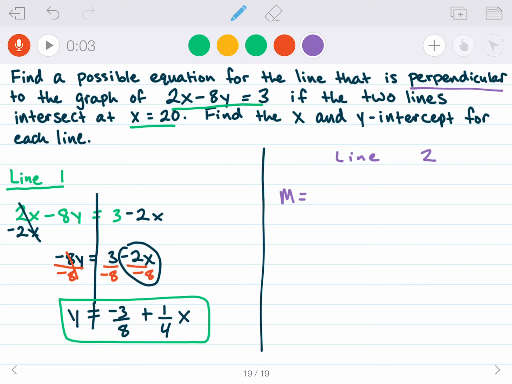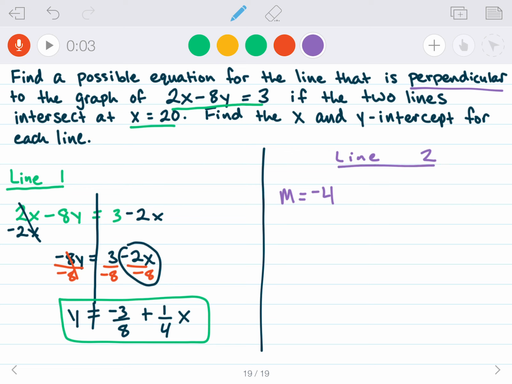So the slope of line 1 is 1 over 4. If I flip it, it's 4 over 1, and then put an opposite sign, it's negative. Okay, so we have a slope for line 2. So that's our first clue. All right, so we're almost there for line 2.